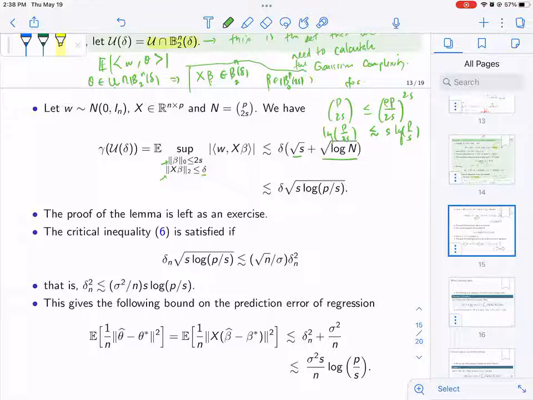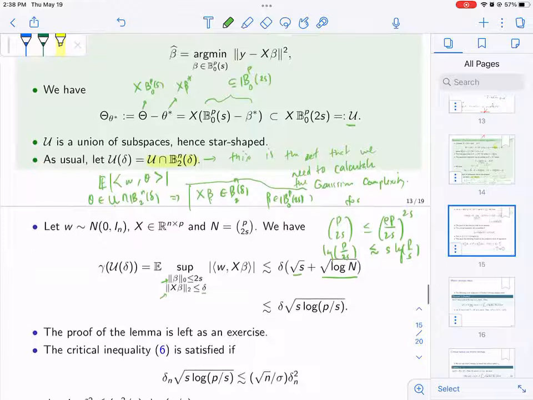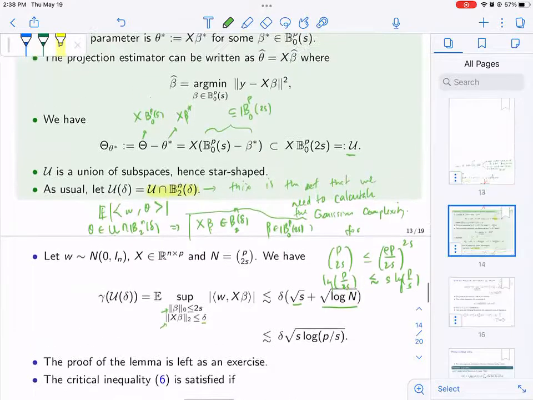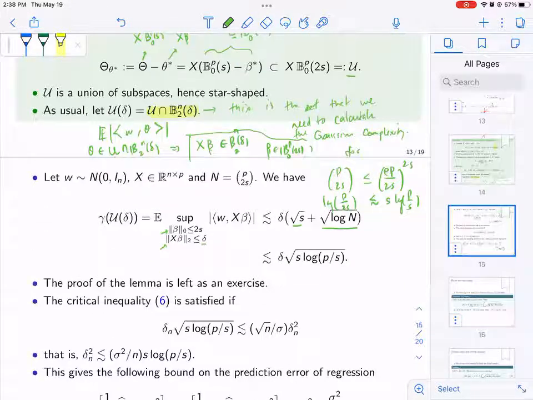Okay, this is a subset of R^p. Oh, sorry, not R^p. It's a subset of R^n. This is a subset of R^n, but the parameterization is in R^p. So the dependence on p is logarithmic. The dependence on n, actually, is non-existent here. So the dependence on n is absorbed into the delta.